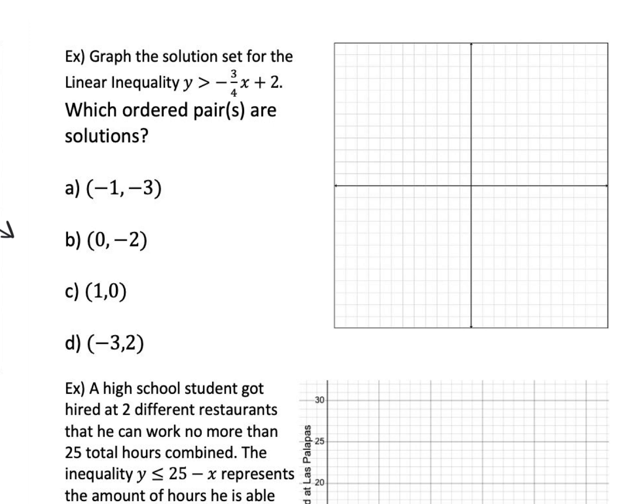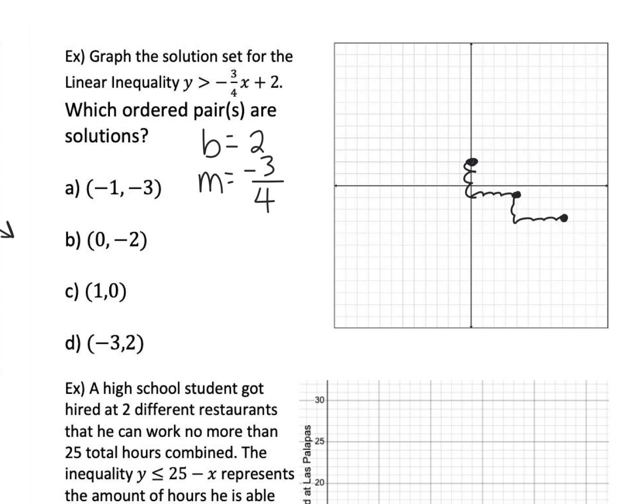So let's talk about what is our B, because that's where we always start. What's our B here? 2. What's our M? Negative 3 over 4. Okay, so let's draw this line. So we're going to go up 2. And again, I'm sorry the lines didn't come out really well when I copied it. Down 3 over 4. That's my slope. We could do that more than one time if we needed to.